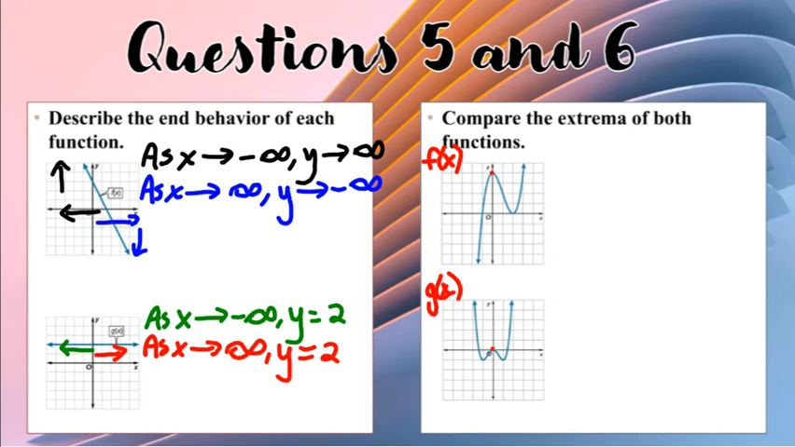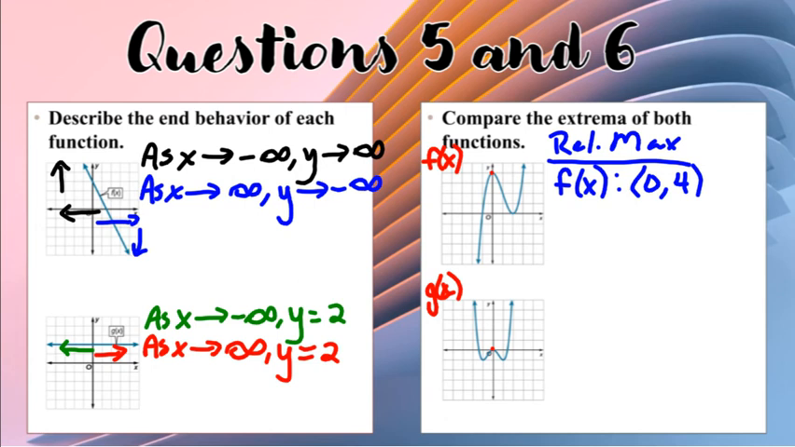So let's do this one, we would do relative max. So relative max, we would have f of x. The relative max for here would be 0, 1, 2, 3, 4. So 0 and a positive 4. And for this one down here, we would have 0, 0. So g of x would have a relative max of 0, 0.